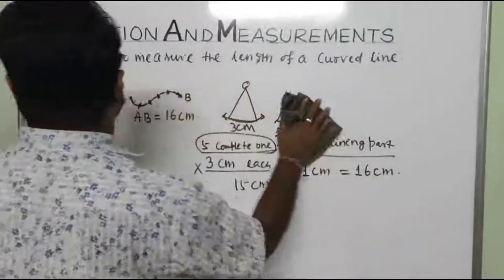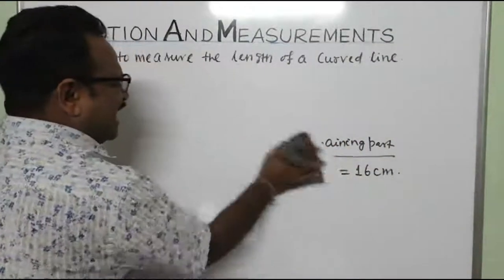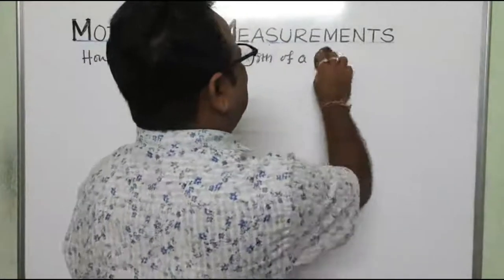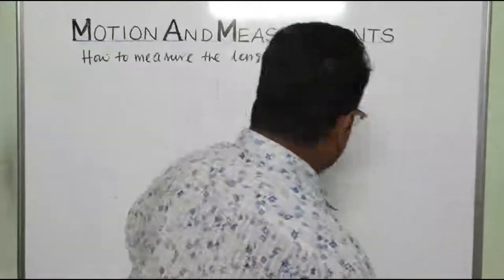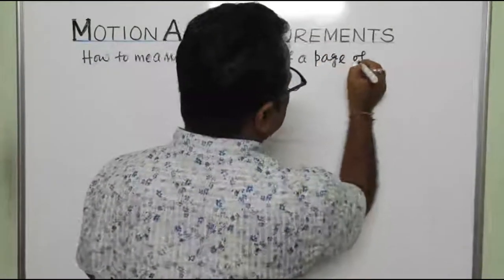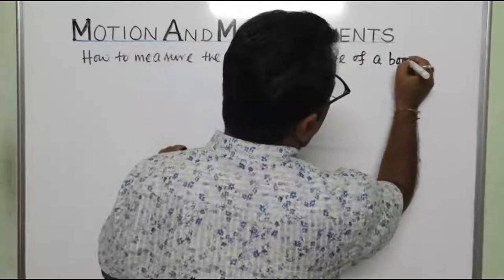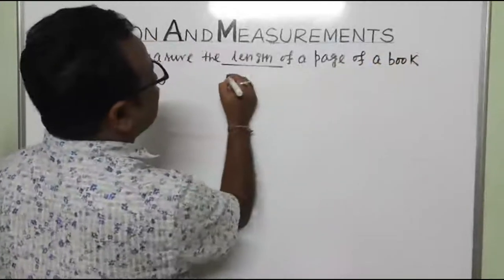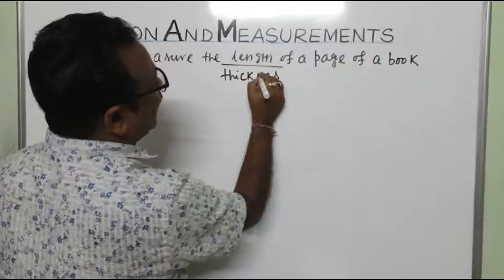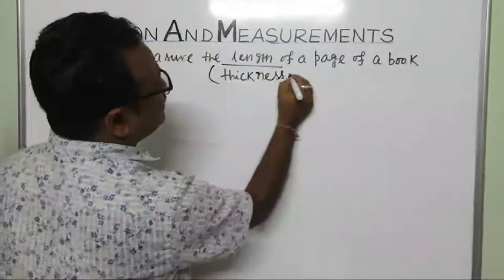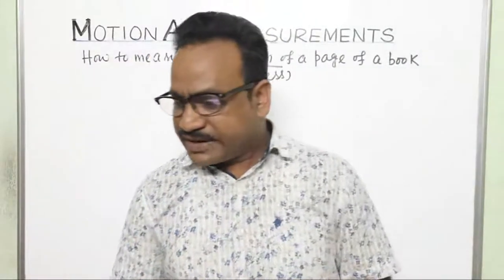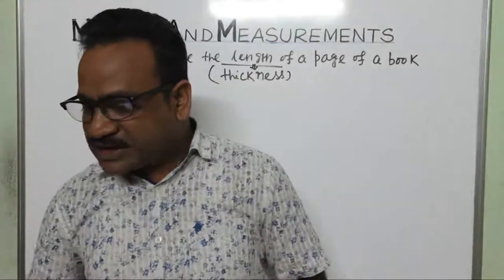Now see how to measure the length of, let's say, a page of a book. Length of a page of a book, or we can say thickness. Instead of length, we will say thickness. So thickness is also length.